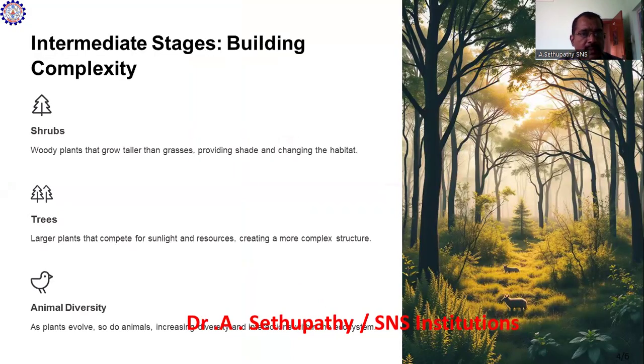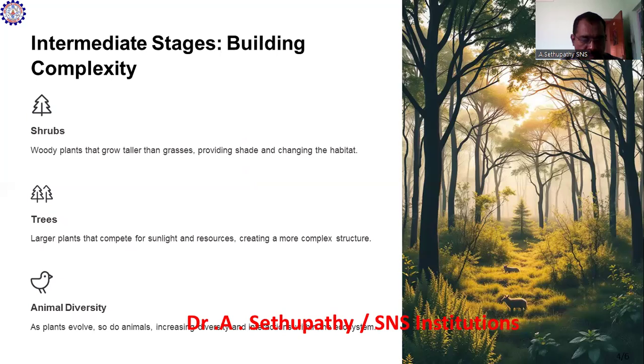Then the intermediate stages and building complexity. So this is the intermediate stage, and this is the complexity that will be produced. Shrubs are woody plants that grow taller than grasses, providing shade and changing the habitat. Another one is trees, larger plants that compete for sunlight and resources, creating a more complex structure.